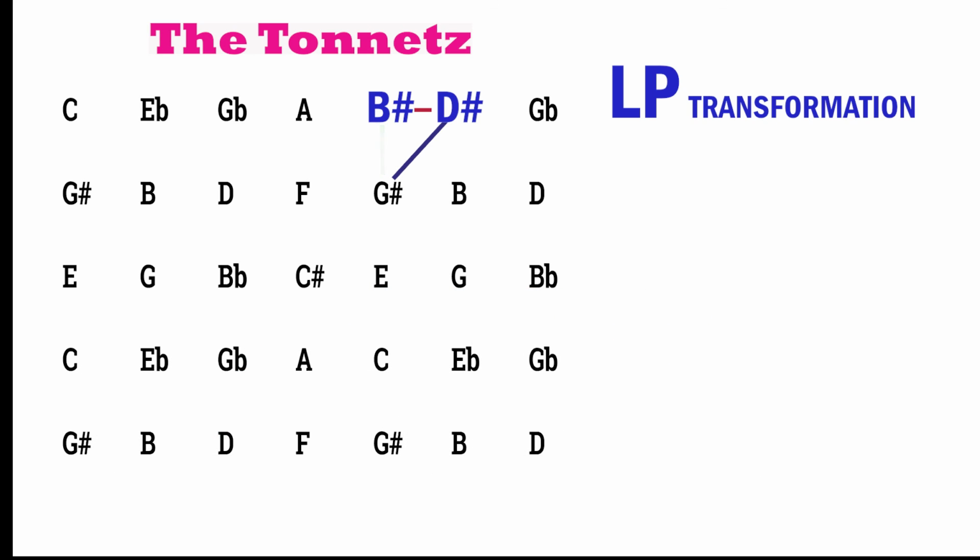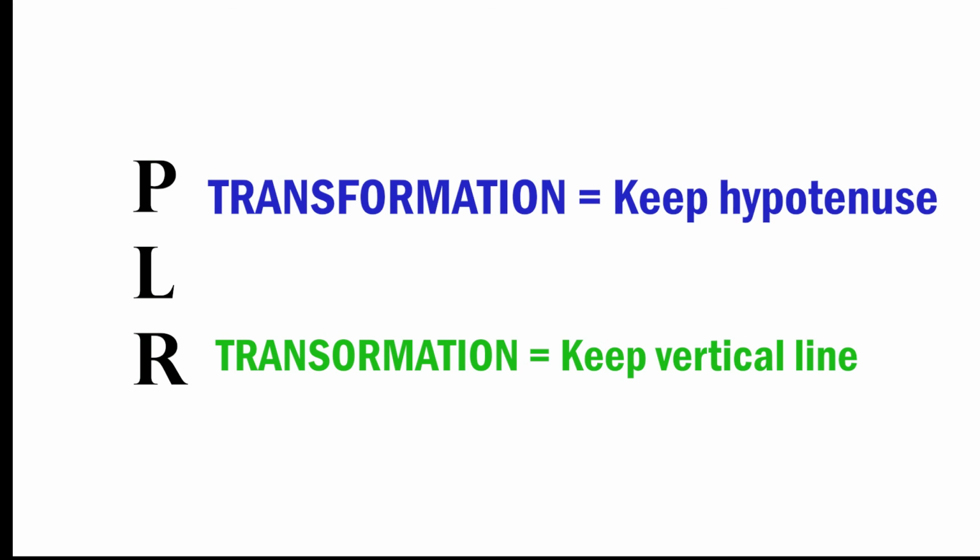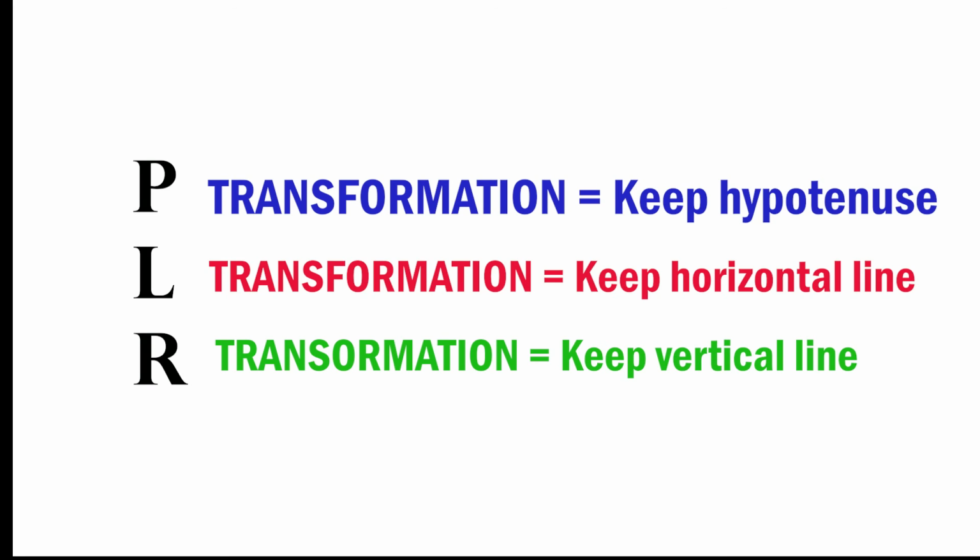So as you work through these chords, remember the three basic transformations. When you have a P transformation, you maintain the hypotenuse. When you have an L or leading tone transformation, you maintain the horizontal line. And when you have an R or relative transformation, you maintain the vertical line.